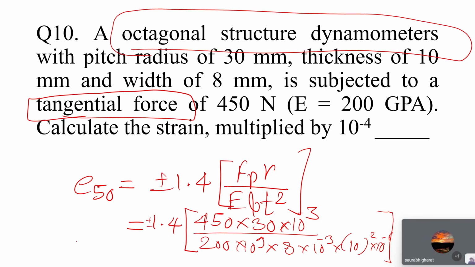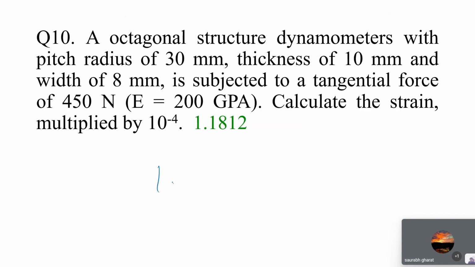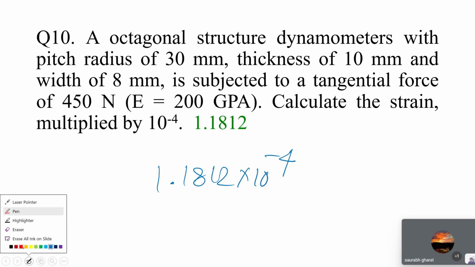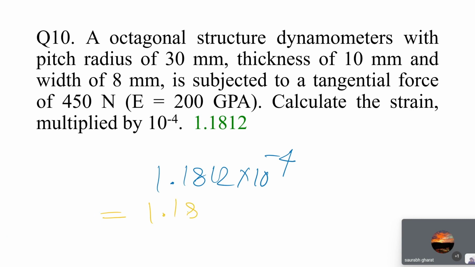Okay, here you have to multiply by 1.4. It is here. Okay, multiply by 1.4. So you will get your answer, which is 1.1812 into 10 raised to minus 4. But your actual answer will be equal to 1.1812. It is all in strings, so we don't have any need.